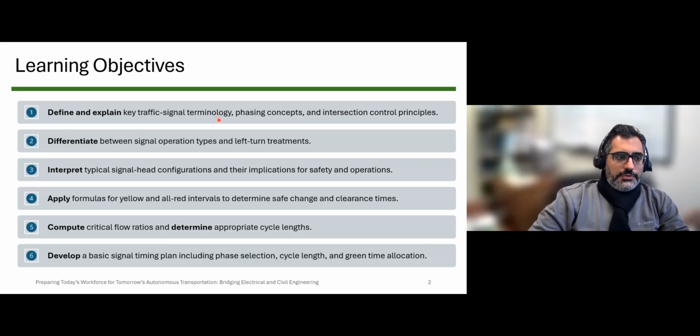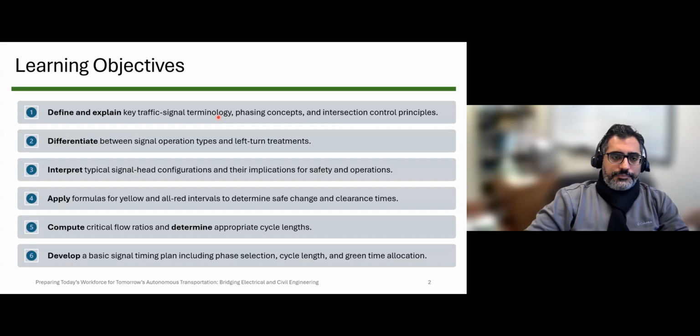You will be able to interpret typical signal head configurations and their implications. You will be able to apply formulas for yellow and all red intervals. You will be able to compute critical flow ratios and determine appropriate cycle length, and then use that to allocate green time to different movements within an intersection. And you will be able to develop a basic signal timing plan based on everything that you learned in the previous steps.